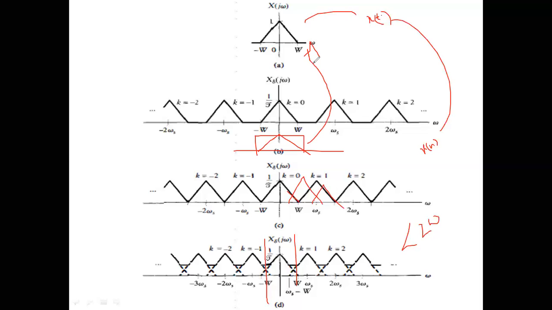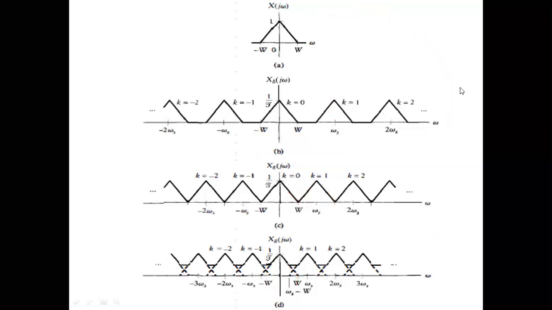Now see here, by choosing my sampling frequency less than 2W, what is happening? Do I still have my triangle shape intact here? No, the triangle shape is gone, right? So my sampling frequency is now limited by a certain factor. Less sampling frequency always means less memory.